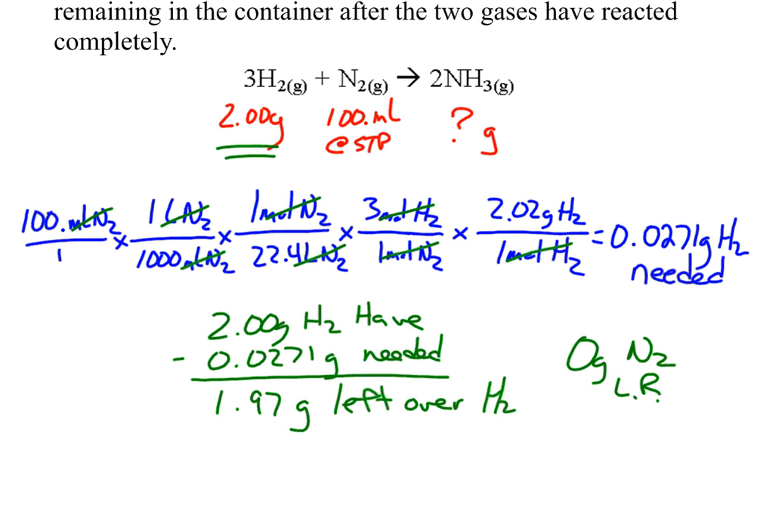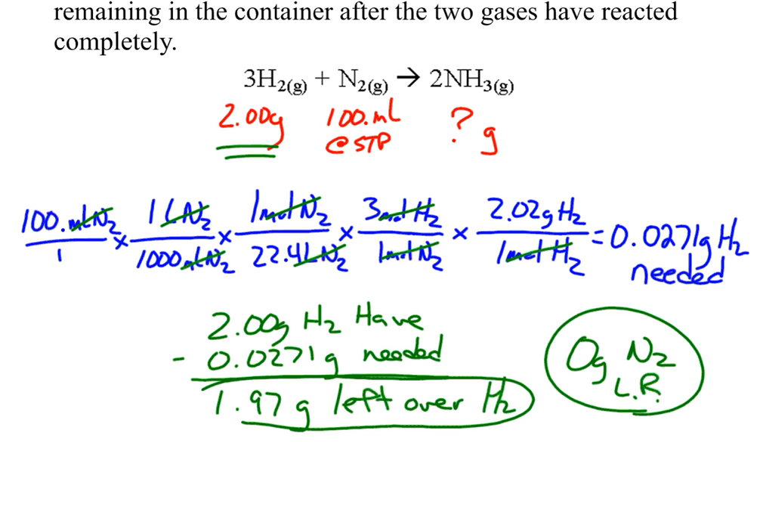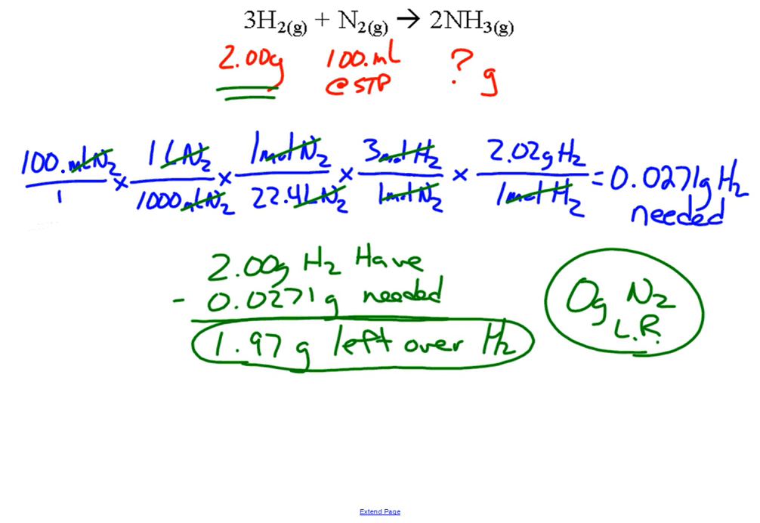Okay, so there's the first part of our solution there, the amount of each of the reactants that's left over. So 0 grams of my limiting reactant, and then I would have 1.97 grams of the hydrogen left over. The next question is, how much of the ammonia am I going to produce?